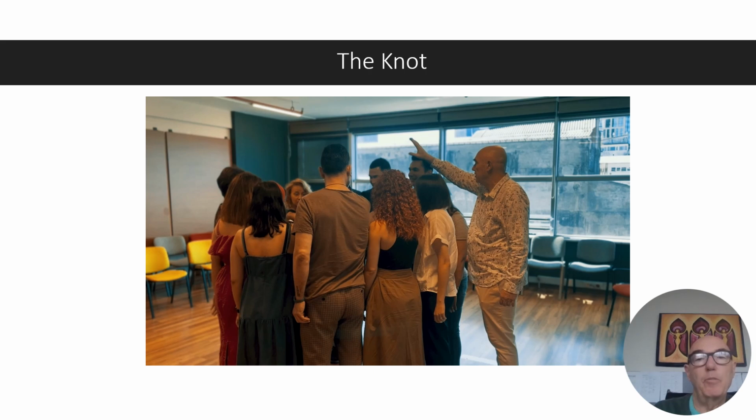This activity is a group problem-solving activity again, where the learners are put into a knot, they're tied up as a knot, and they have to untie the knot.